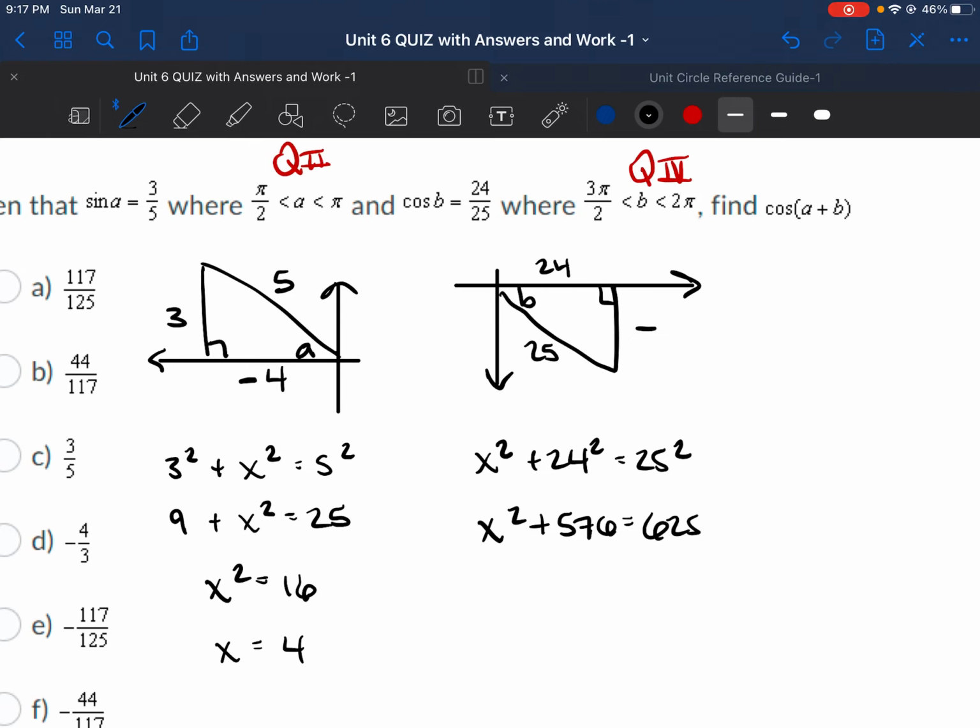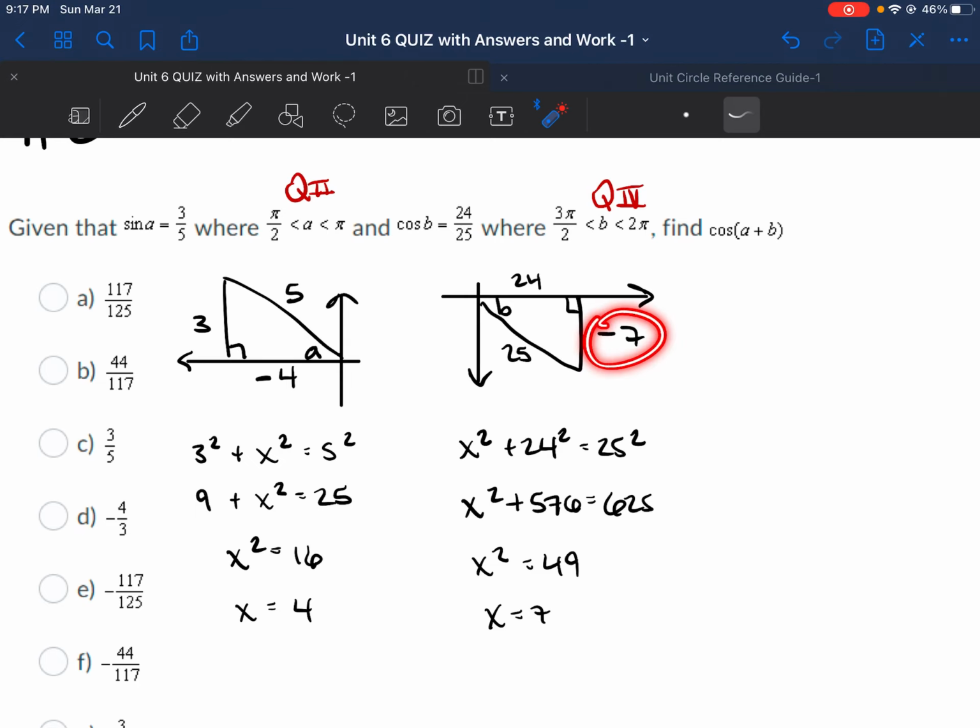Let's subtract those. So 625 minus 576, we get 49. x squared equals 49, which means x equals 7. Another Pythagorean triple, by the way. 7, 24, hypotenuse 25, another Pythagorean triple. But again, this side is going to be a -7 because we're on the negative side of the y-axis.